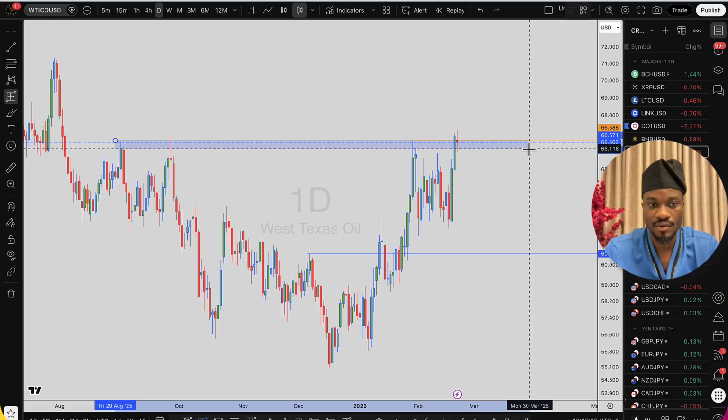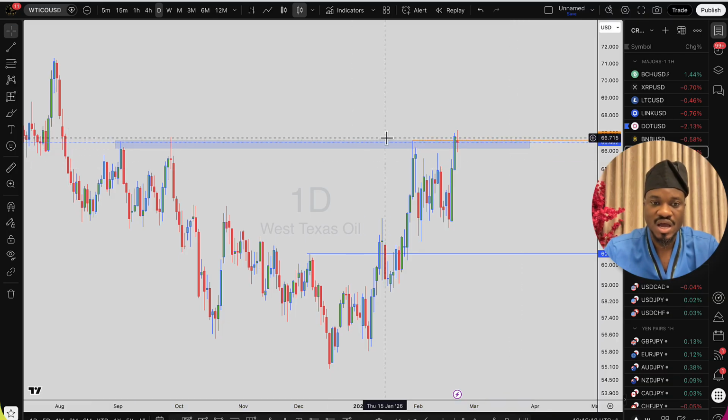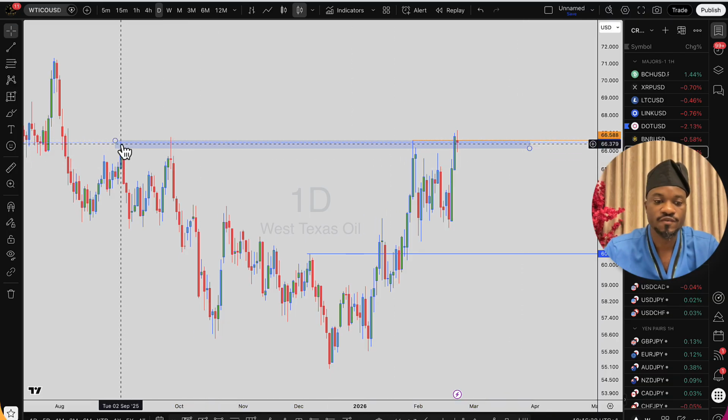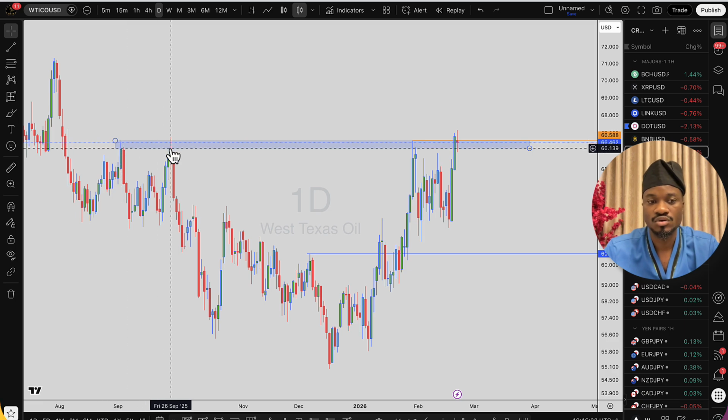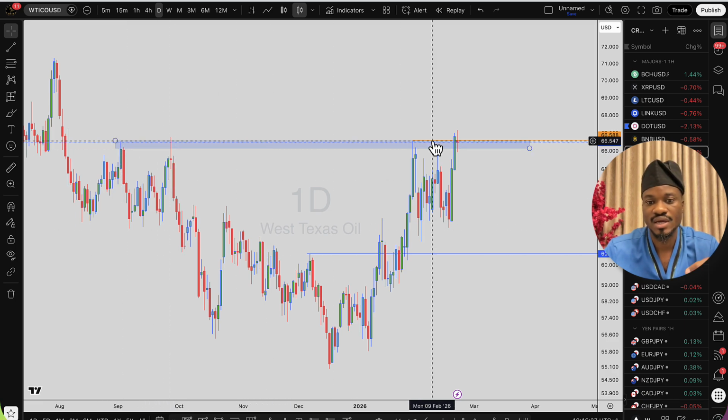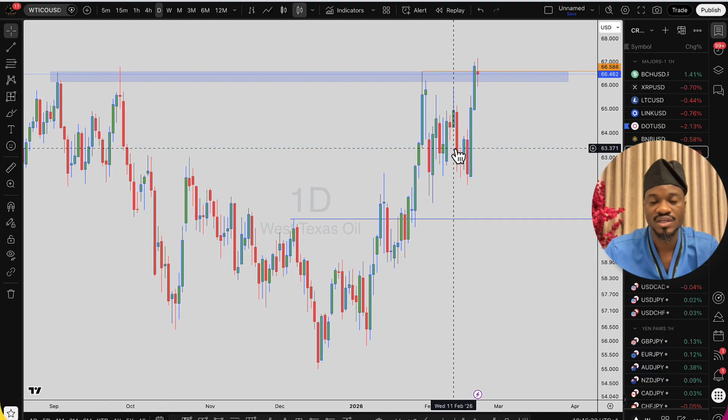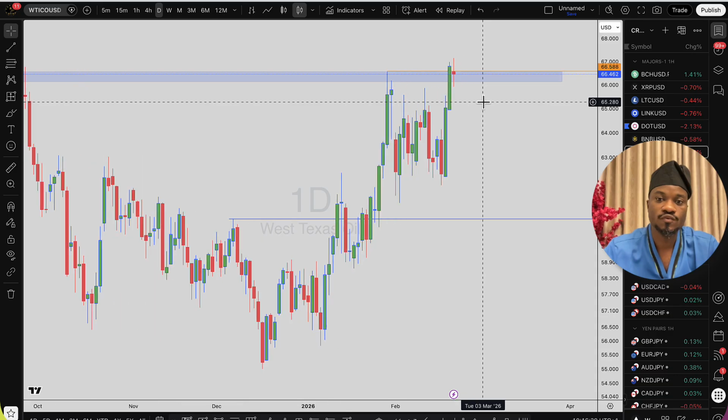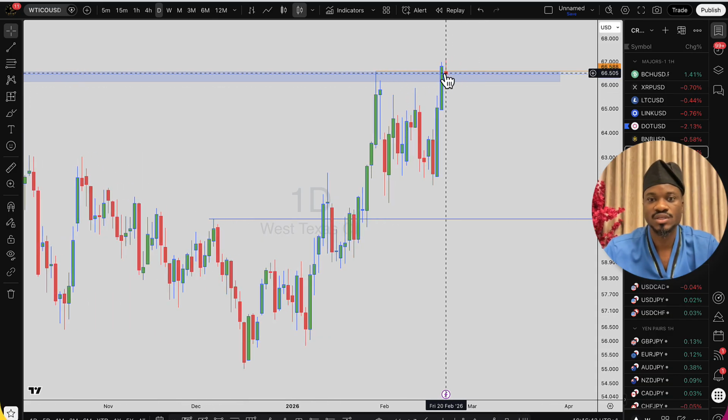$66.57 per barrel. And see right here, there has been a supply right here right from the 2nd of September, and on the 26th of September it acted as a supply to the downside, and again on the 29th of January 2026 it was a supply, and then again price tested this level on Friday. That is the week we just exhausted. So price formed a doji candlestick. So a doji right here signifies there is a state of battle, there's a war, there's a tug of war between the buyers and the sellers.